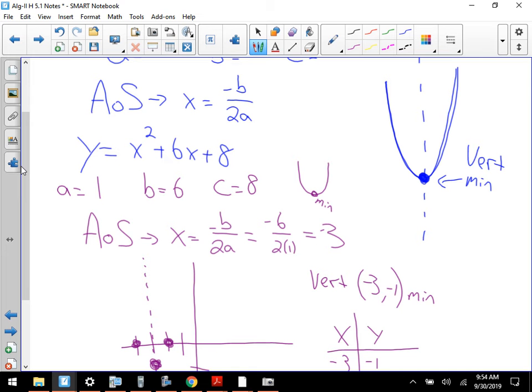0. What's 0 squared? 0. What's 6 times 0? 0. What's 0 plus 0? 0. What's 0 plus 8? 8. The idea here is that no matter what, your C value is always going to be your y-intercept, because if you substitute in zeros for x, you get your y-intercept.